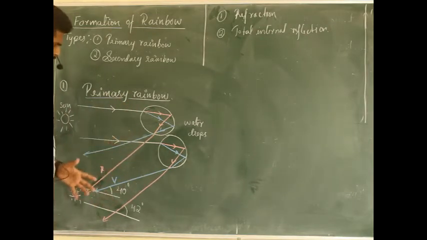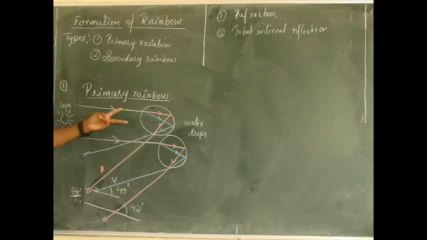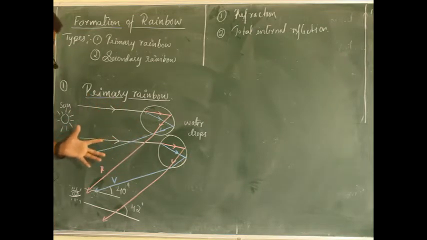Let us explain about this one now. You can see here how properly the diagram is done. Observer, I it is, and this is the sun. So parallel rays of sun rays. I have taken 2 water droplets, the minimum required to show the formation of a primary rainbow.